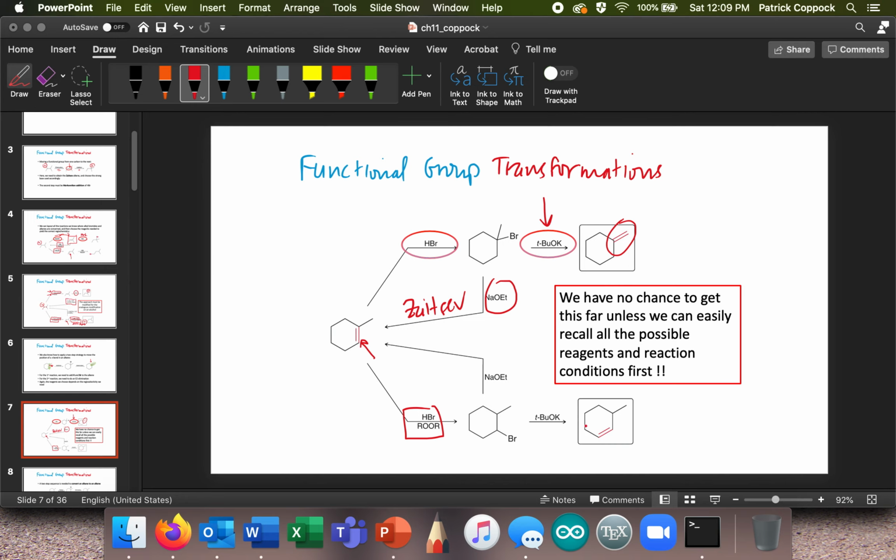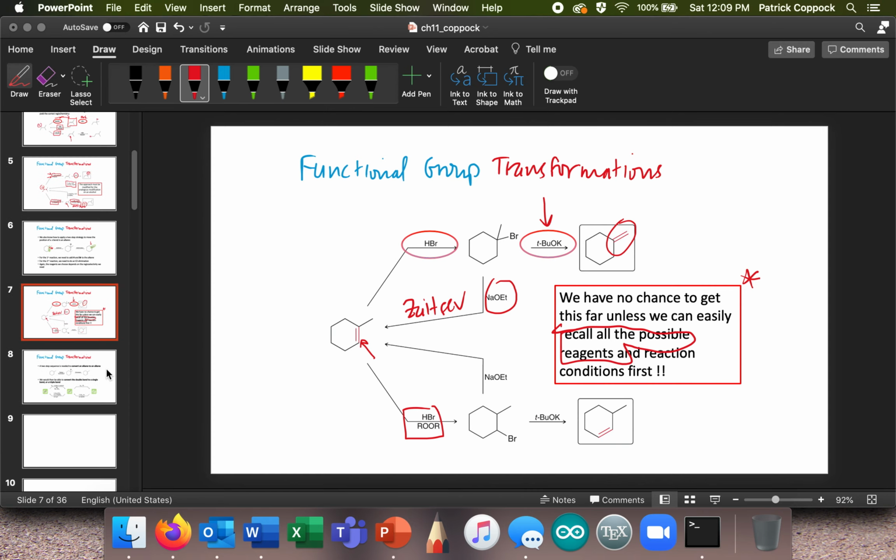So here's something that David Klein says. This is a comment straight out of his notes, and I totally agree with it. We have no chance to get this far unless we can easily recall all the possible reagents and reaction conditions first. There's just no way. It's impossible. So every hour you spend reviewing those reactions and understanding their implications is going to pay off in spades.